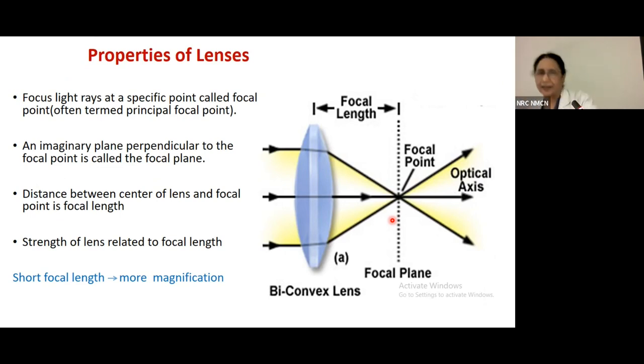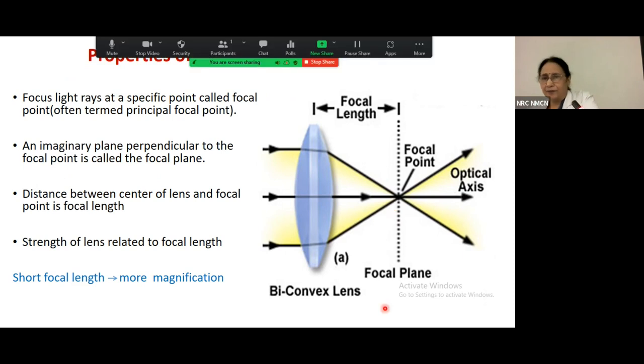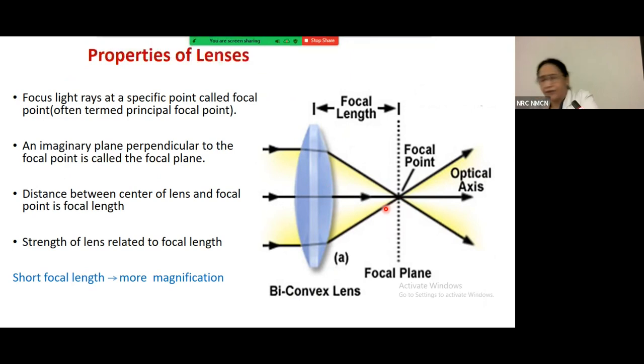Now coming to the properties of a lens. The lens focuses light at a specific point, which is called the focal point, as all of you know, and it is often termed the principal focal point. If we make an imaginary plane perpendicular to this focal point, it is called the focal plane. The distance between the center of the lens and the focal point is called the focal length. So the strength of the lens is related to the focal length. The shorter the focal length, the more the magnification.